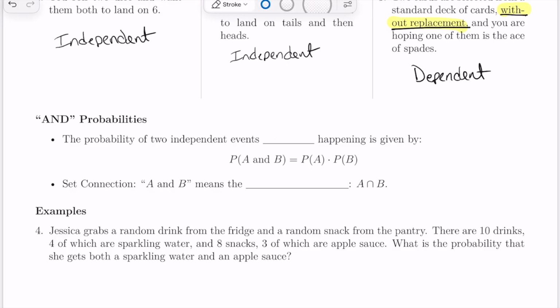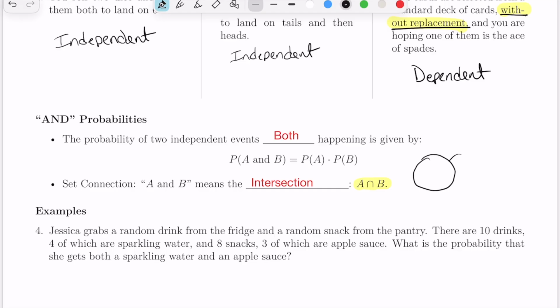The probability of two independent events both happening is just given by this. You just multiply the likelihood of A times the likelihood of B. We just multiply those probabilities. Going back to what we've talked about before with connections to sets, A and B is referring to the intersection. And you might remember the intersection notation looks like that: A intersect B. In terms of Venn diagrams, the intersection is the overlap. So this little part right in here in between, that's the intersection. And that would be the probability of both A and B happening.